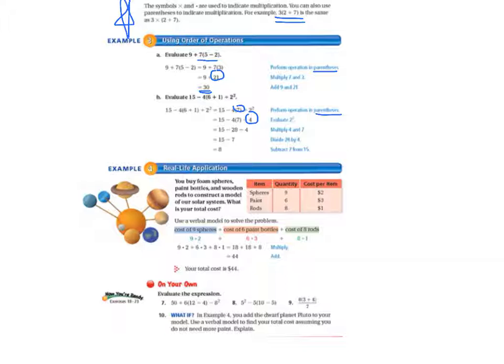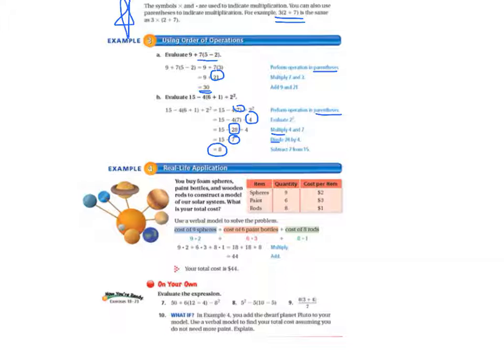And then we multiply and divide left to right. So in this case, multiplication comes next. So we multiply 4 times 7, and we get this 28. And then we're going to divide next, and we're going to divide 28 by 4, which gives us this 7. And then finally we're going to subtract 15 minus 7, which gives us our final answer of 8.